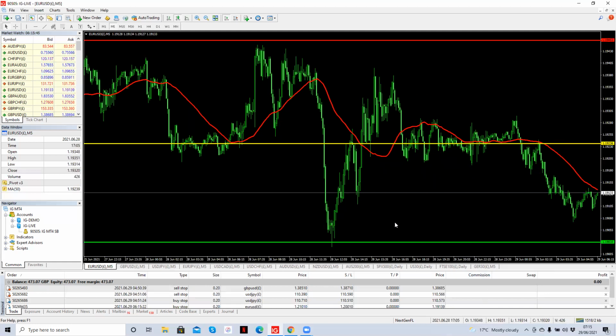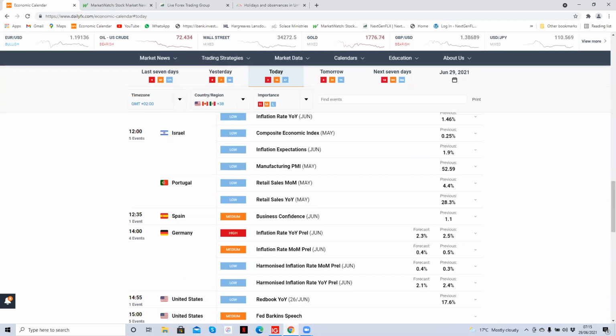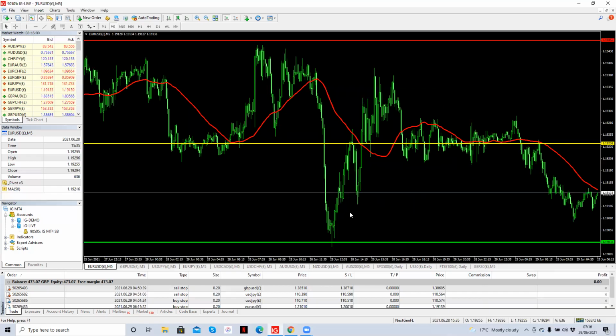Again, I'm not going to place any pending orders now. I will reassess this market just before the report at 2 p.m. And I will then decide where to place my trade then, just before 2 p.m. So that's for the Euro US dollar.